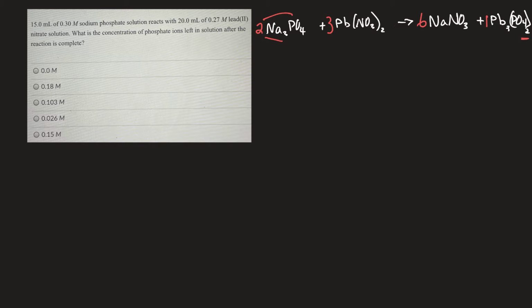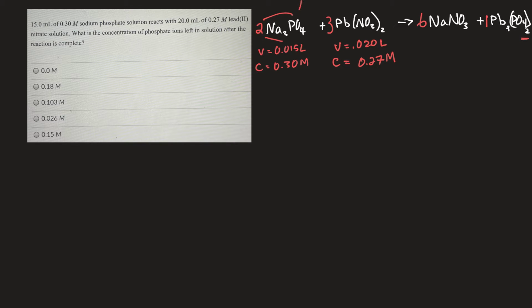Okay, so now they give me information about sodium phosphate. So the volume is 0.015 liters, and the concentration is 0.30 molar. They also give me the volume here as being 20 liters, and the concentration is 0.27 molar. And they say, what's the concentration of phosphate ions left in solution after the reaction's complete? Well, I think I've got to do some more work here.